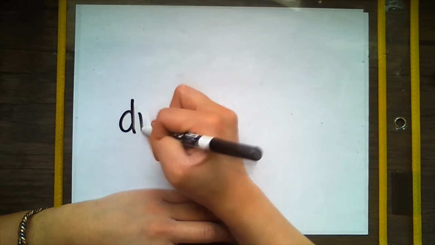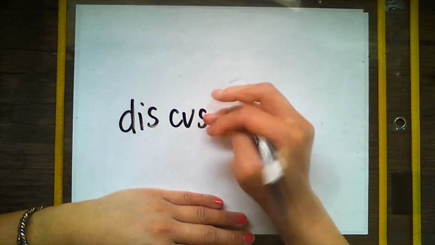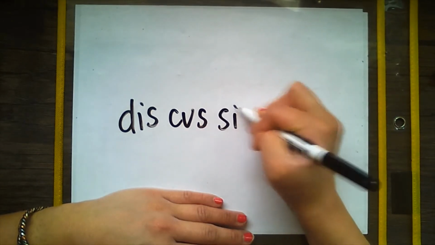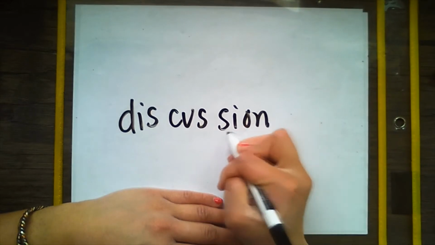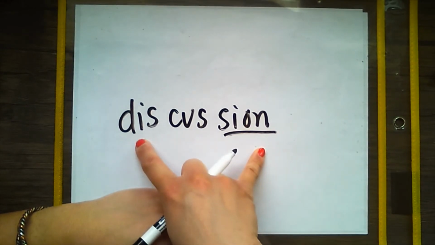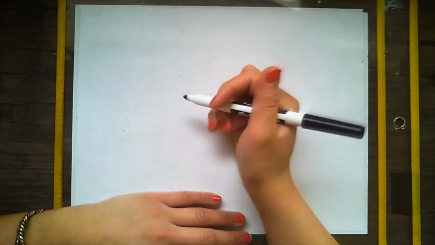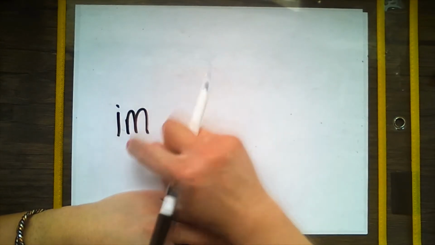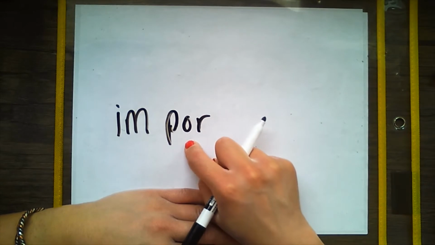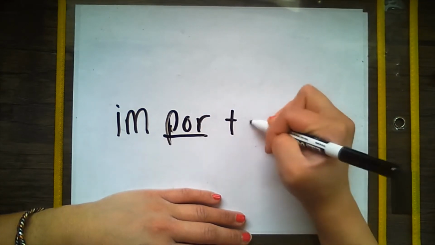Alrighty, let's keep going. Read this. Read Gus. For sound, read shun. Try for the real word. Discussion. Alrighty, last word. Read pour. And that's an irregular sight syllable.